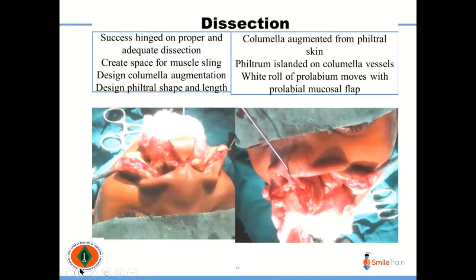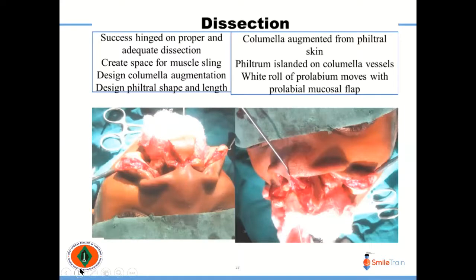You need to have the muscle properly dissected all the way down towards the cheek so that you can mobilize it well. If you don't, you will not be able to create a muscle sling, or it might be under too much tension. And if it's under too much tension, a breakdown is quite likely. So you need to use your blade and carefully mobilize the muscle on both sides. You will need to lift up the mucosa from the maxilla on this side, because you will use that for the central lip elements.